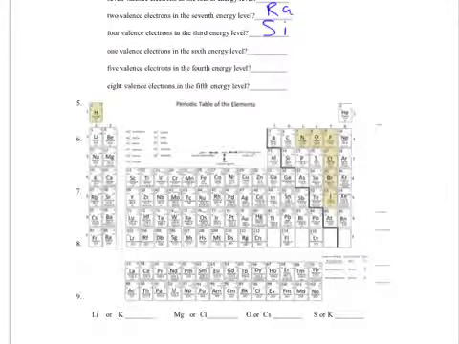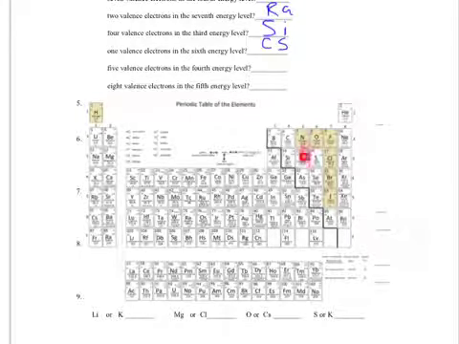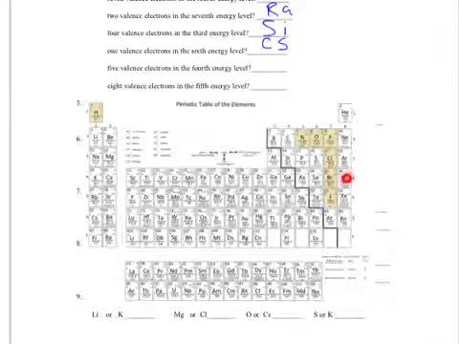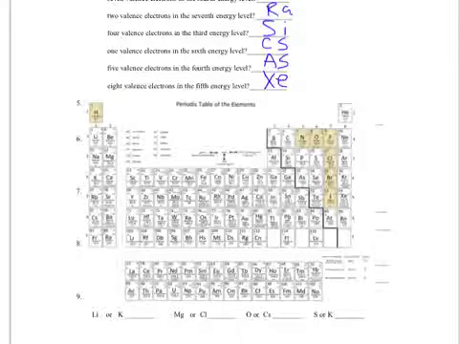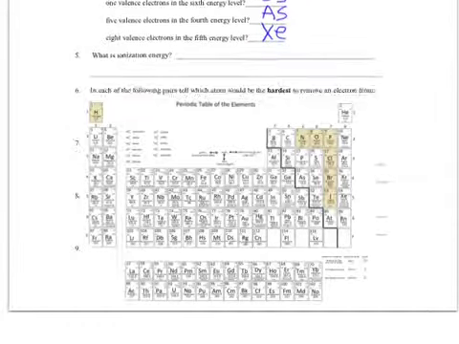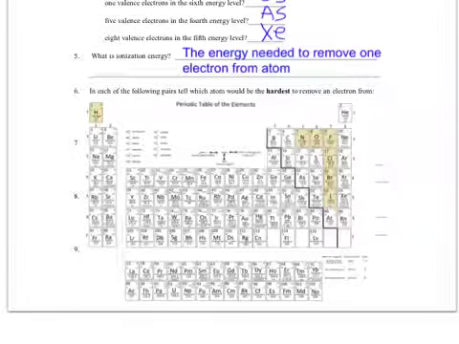Alright, let's keep going. How about 1 valence electron? What's with that? Okay, so you get that when you cut and paste. 1 valence electron in the 6th energy level, that would be Cs. 5 valence electrons in the 4th energy level, that would be arsenic. And then finally we have 8 valence electrons in the 5th energy level, would be xenon. And we'll just keep the fun rolling here, people. What is ionization energy? Well, ionization energy is the energy needed to remove 1 electron from an atom.